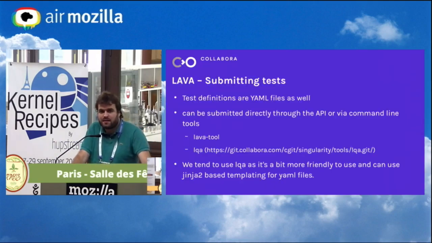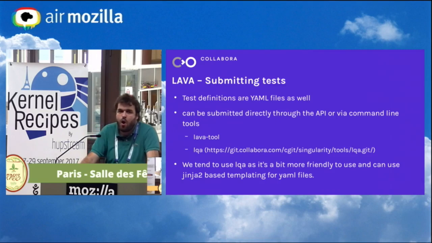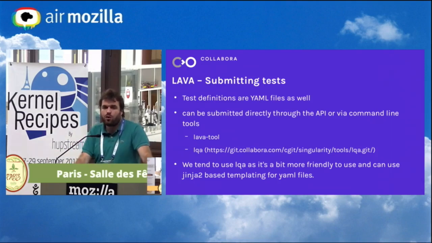And next is, all right, now we have a device, but how do we submit a test to it? The tests in Lava are defined by YAML files. They can be submitted directly through the XMLRPC API or via a command line tool. There's the official Lava tool, but we've written something called LQA, Lava QA, I think, that we use. It's a bit easier to use. It's a simple command line tool, and it's easy to use either for developers who just want to submit one build or for integration into our Jenkins.